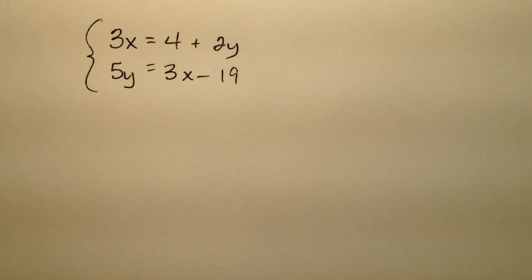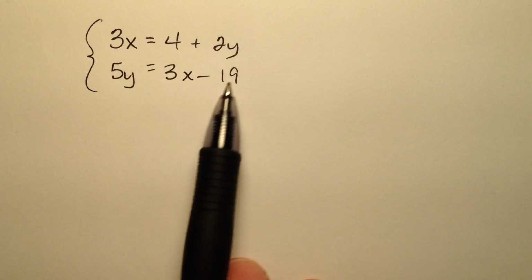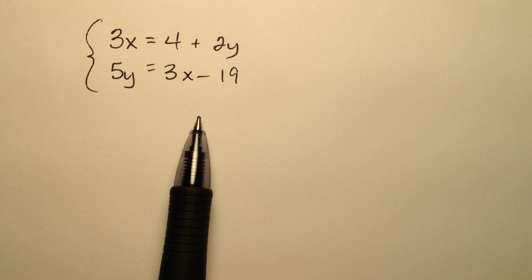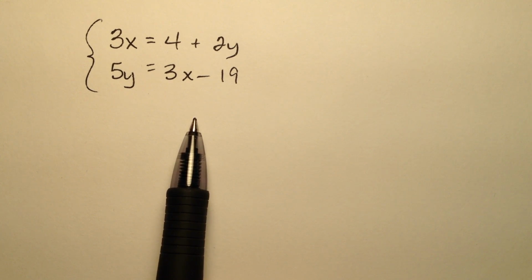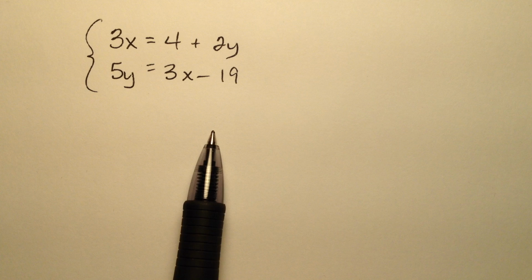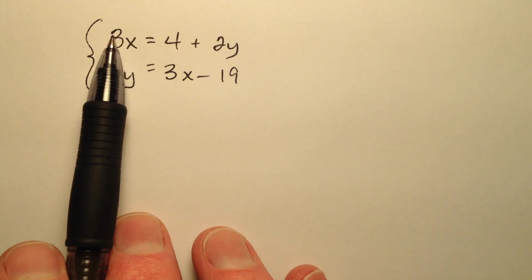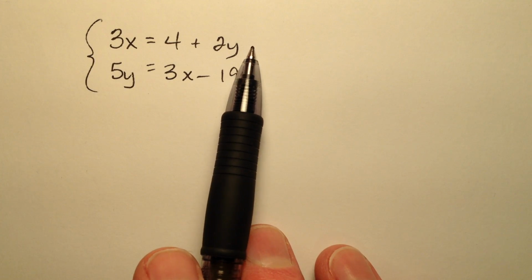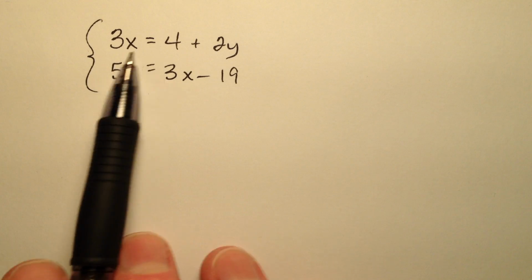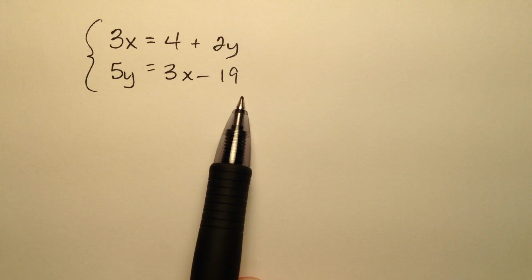In this example, we're going to solve this linear system using elimination. So the first thing to do is to make sure that the equations of the system are written in standard form. That is, x, y equals a number. So it appears that both of these equations need a little bit of work.